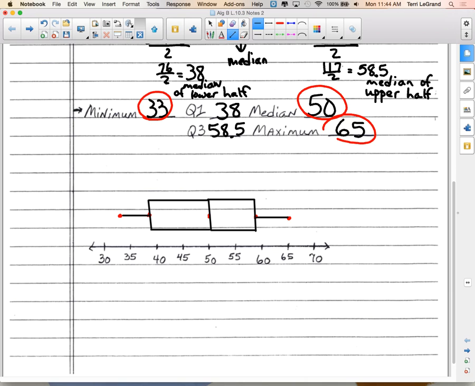33, 37, 38. 41. 50, there weren't any. 62, 67. We can tell what the data values are in the stem and leaf plot. How about in this box and whisker plot?